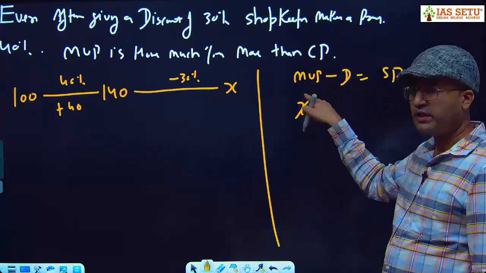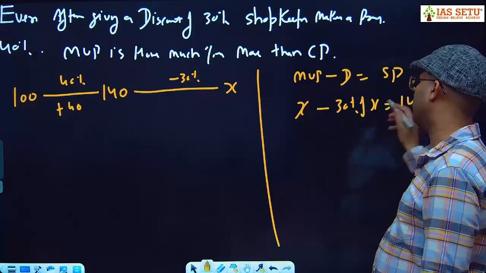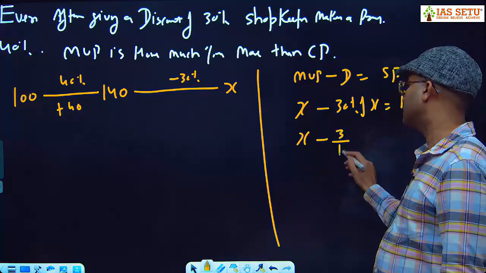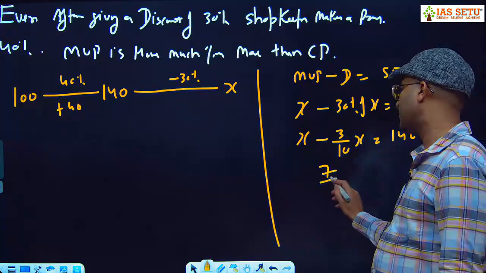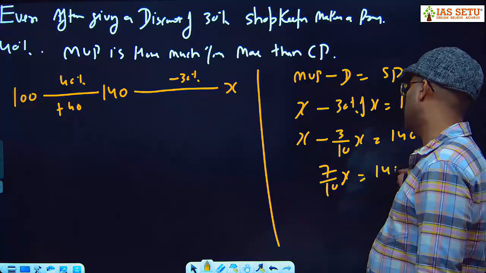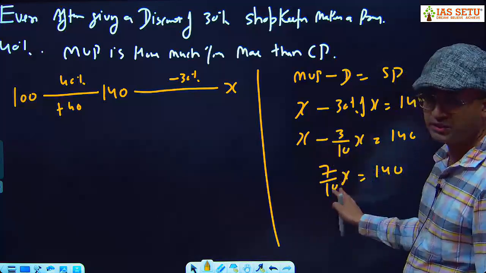So here markup price minus discount is equal to selling price. Discount is always calculated on markup price. x minus 30% of x is equal to 140. What is 30%? 3 by 10. x minus 3 by 10 x is 7 by 10 x. I think at this level अभी सिर्फ 20-25 क्लास बची है. You have to be fast in this.